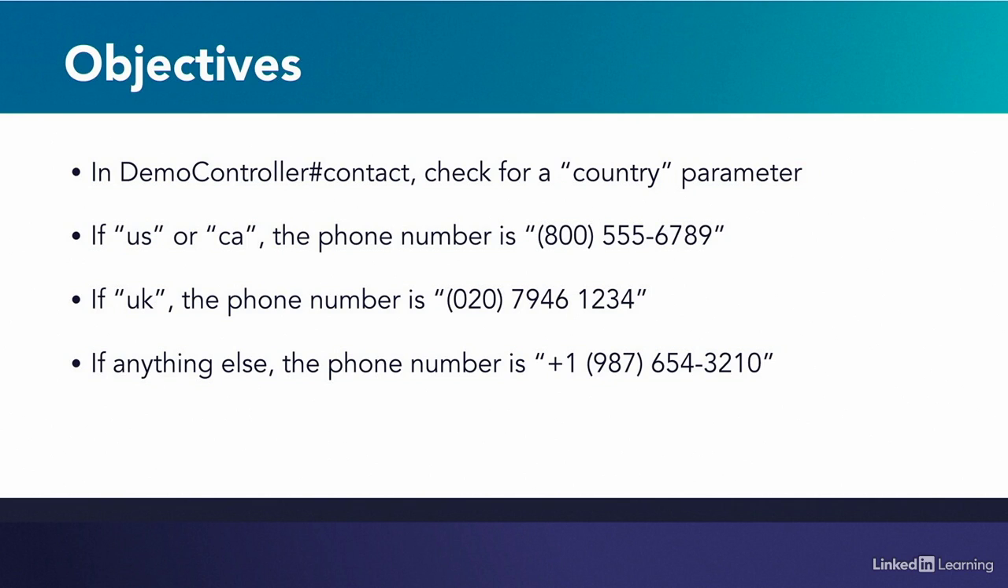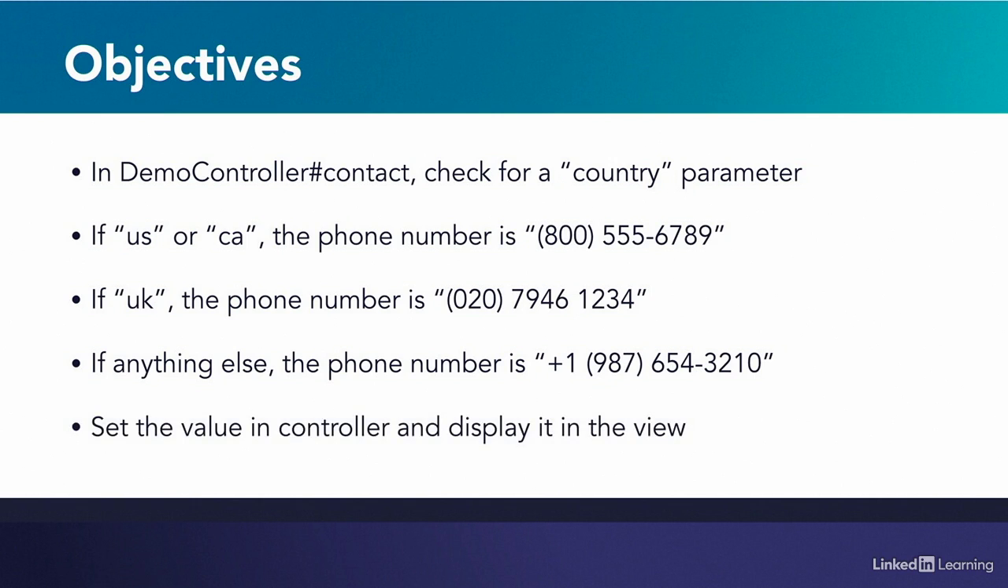Now, I've given you some examples of what those phone numbers can be, but it can be really anything you want. The whole point is to retrieve a parameter value, to check it against a couple of different choices, and then set a value based on those choices. So the idea is to set the phone number value in the controller and then display it in the view. Let me demonstrate a working version.